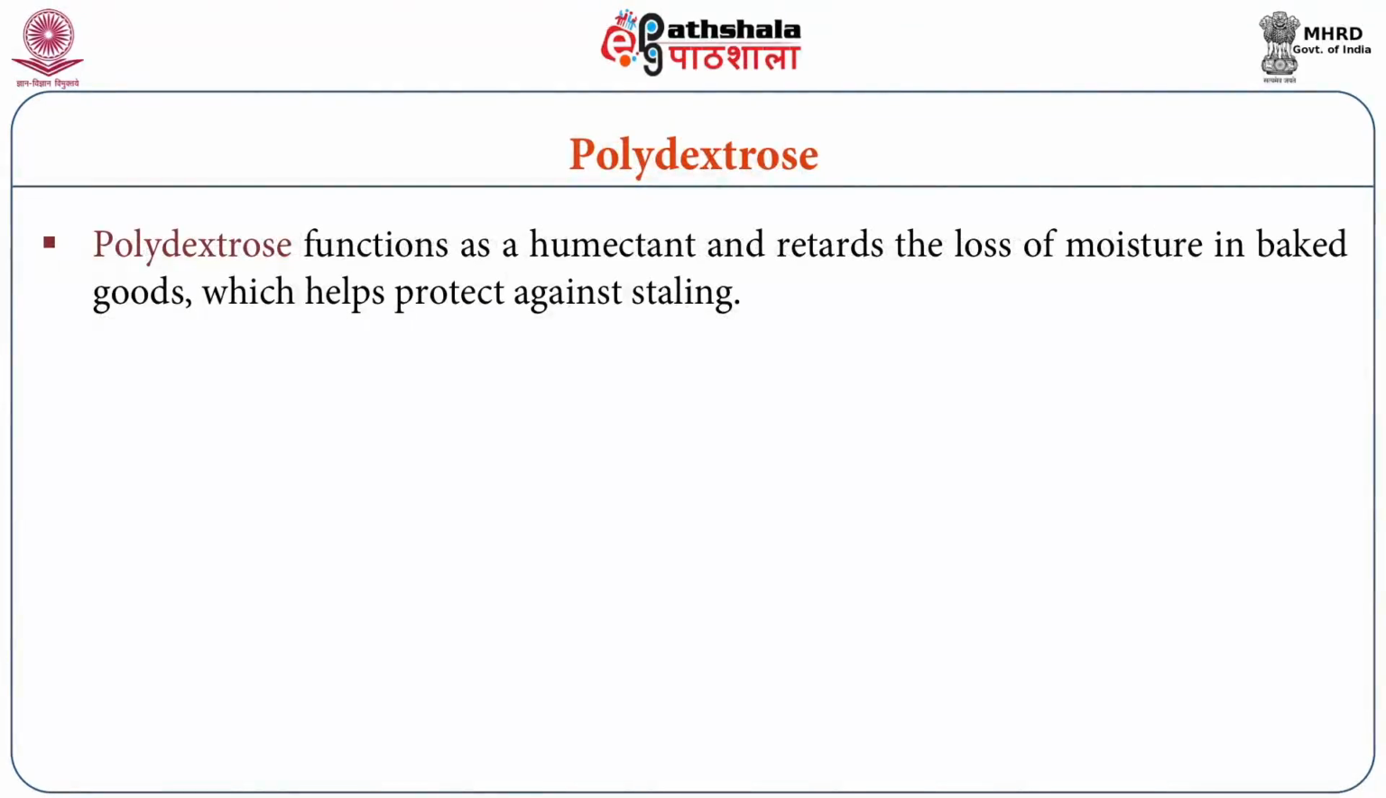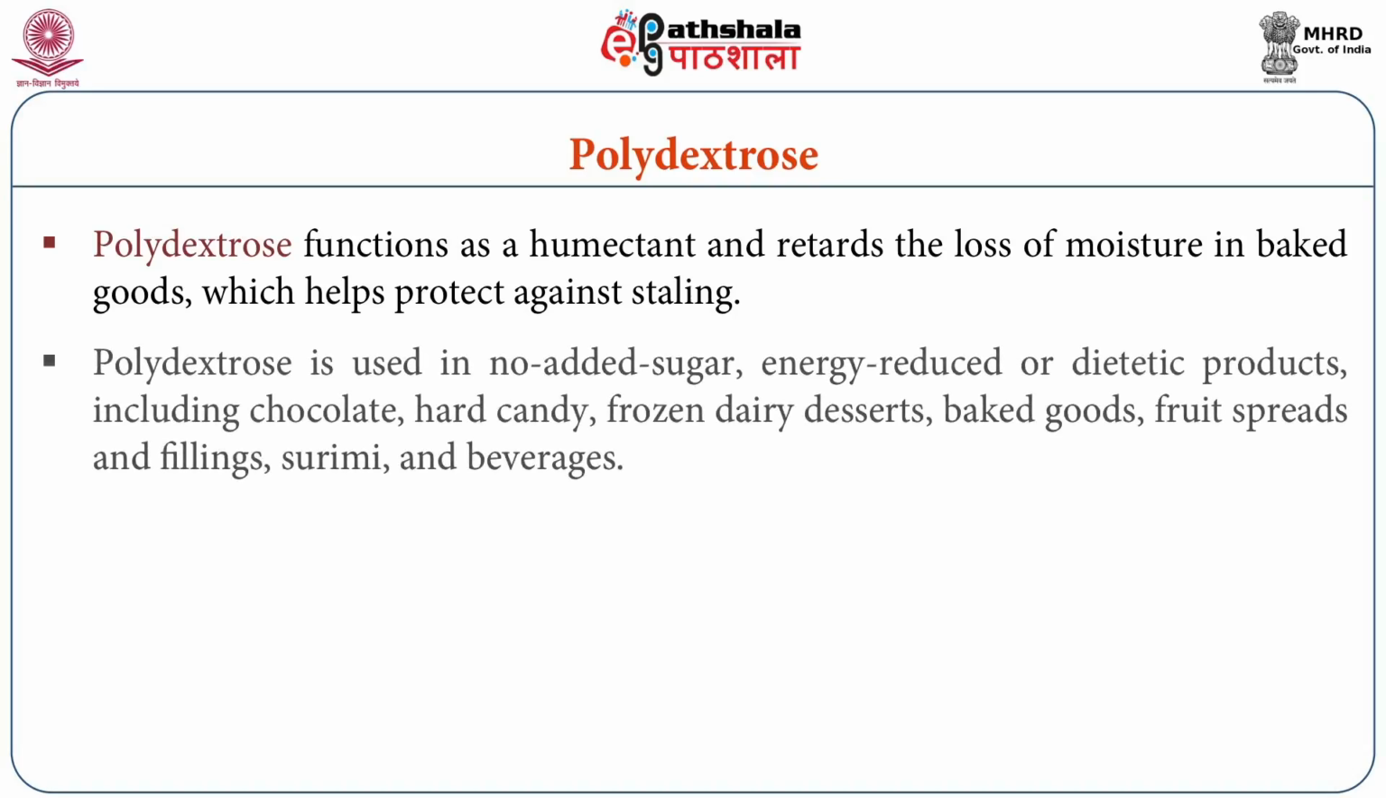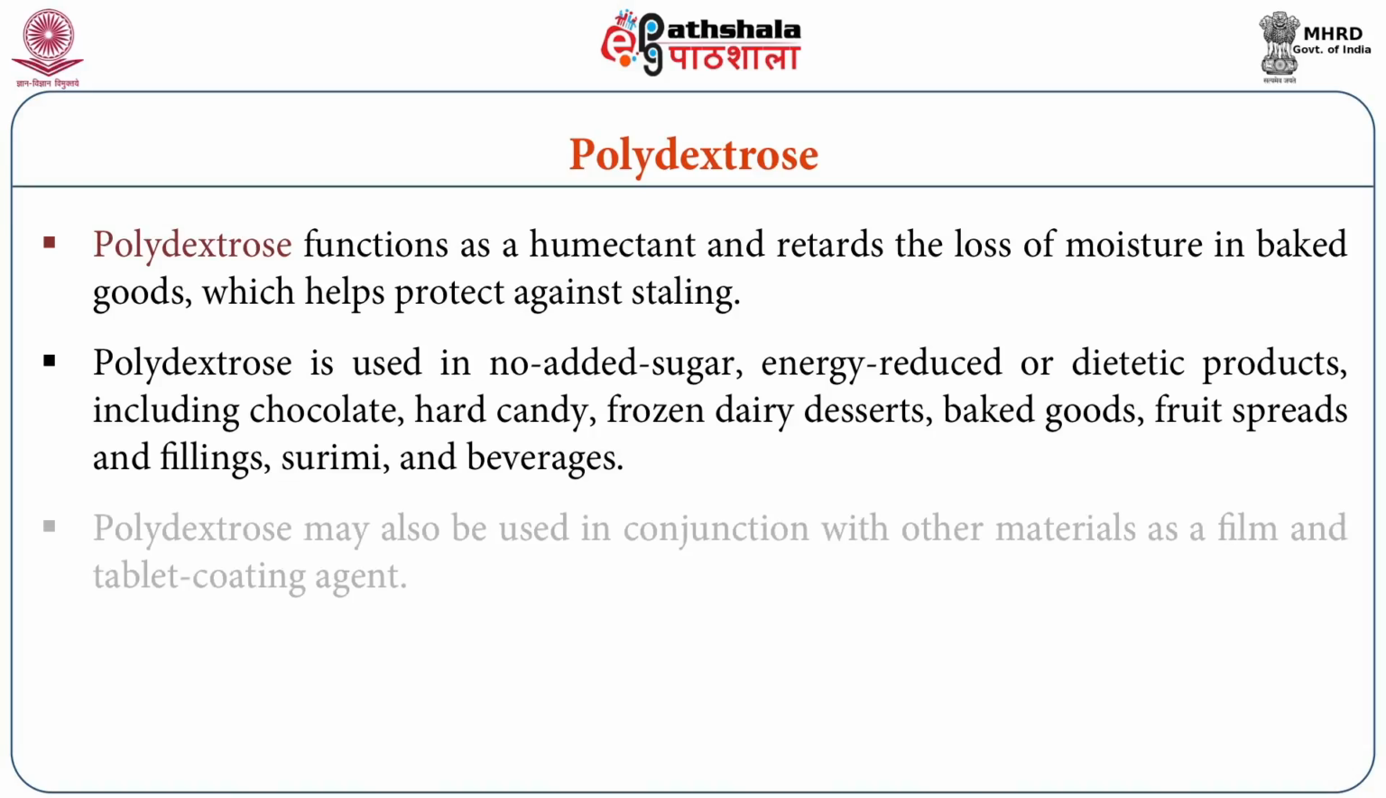The next is polydextrose. Polydextrose functions as a humectant and retards the loss of moisture in baked goods, which helps protect against staling. It is used in no added sugar, energy reduced or dietetic products including chocolate, hard candy, frozen dairy desserts, baked goods, fruit spreads and fillings, surimi and beverages. Polydextrose may also be used in conjunction with other materials as a film and tablet coating agent.